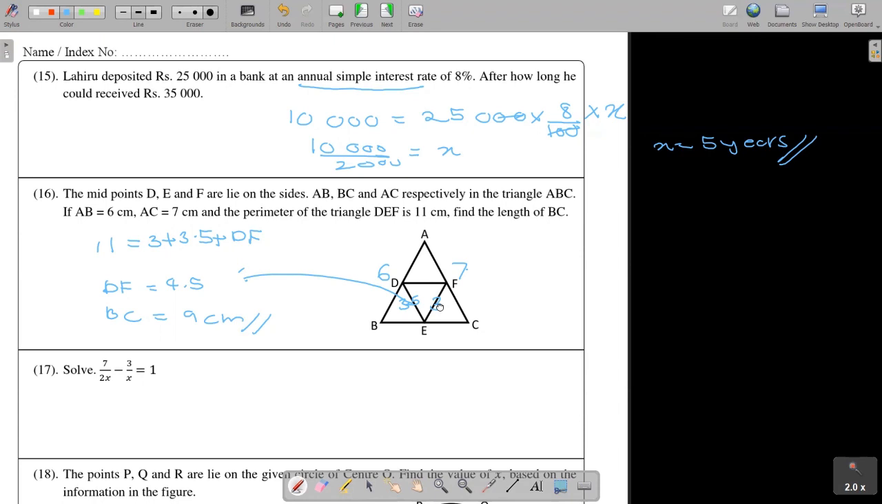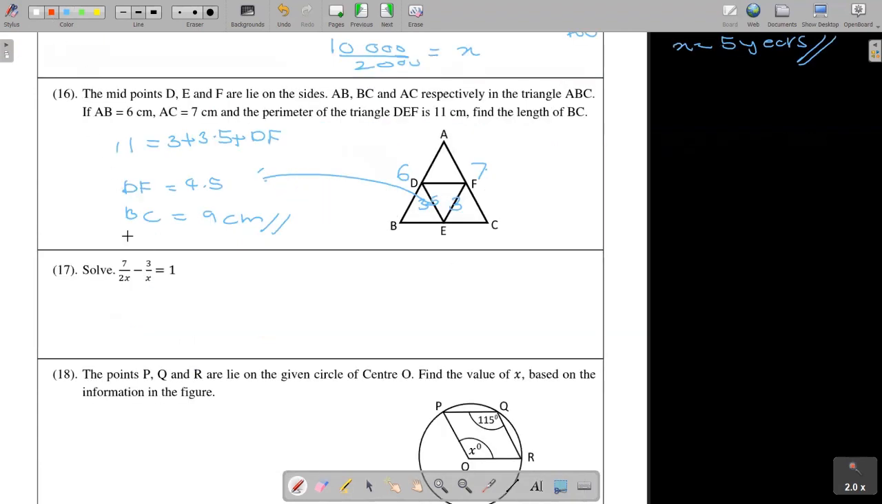So solve. You have to get a common denominator. I will multiply both these by 2. 7 minus 6 is 1 divided by 2x, that is 1. So you get cross multiplication, x is half.